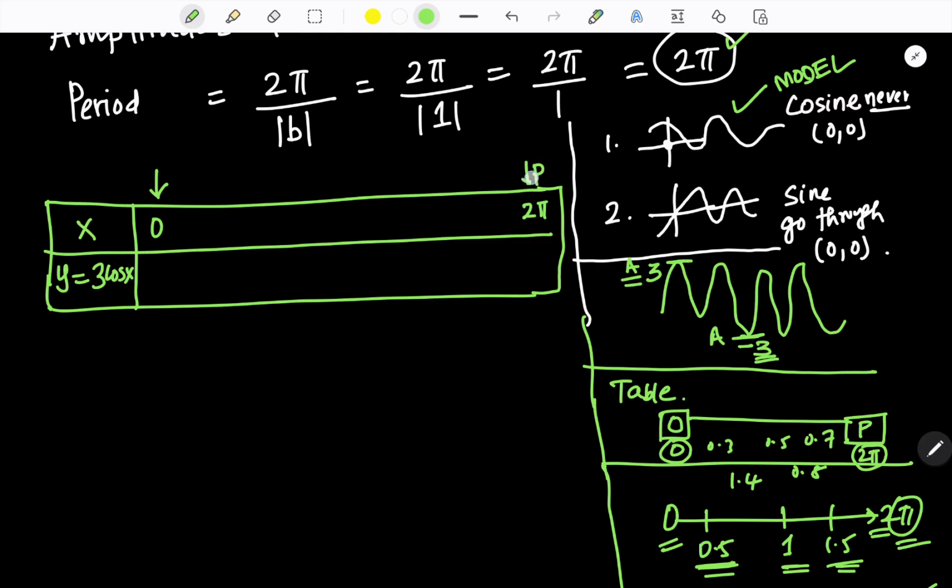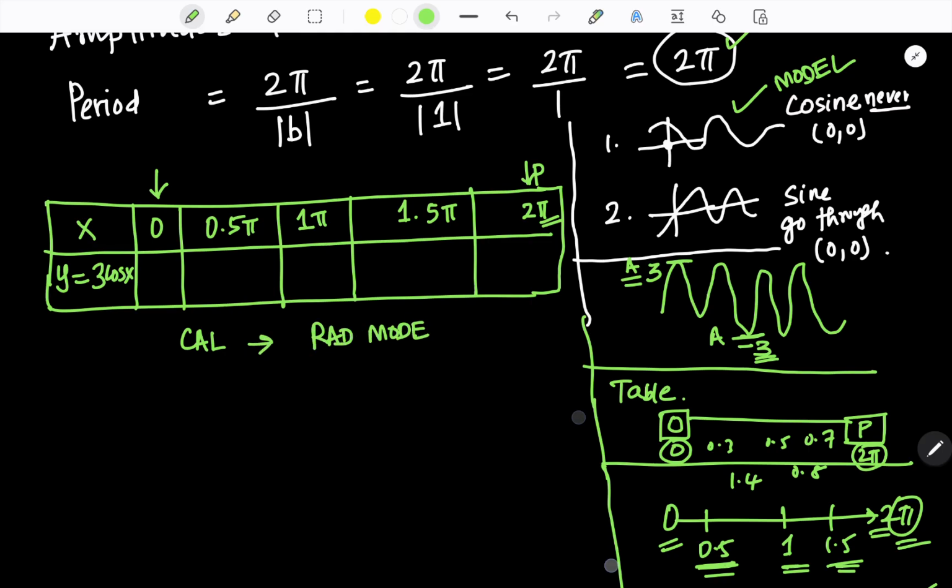This is your period always. In between, I'm going to take my own values: 0.5, 1 and 1.5. Since it's radian, you take radian values. When you're taking radians, immediately make sure your calculator is also in radian mode. Keep in your mind. How to go to radian mode? Press shift mode, and then shift 4. Number 4 is radian mode. Once your mode is ready, then you can start.